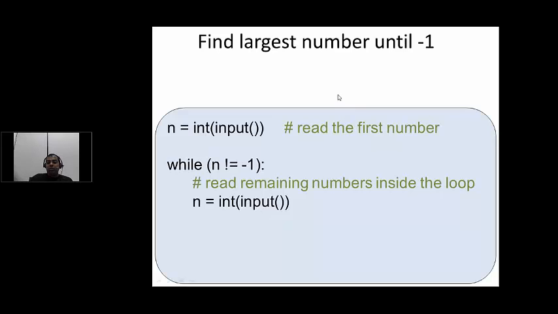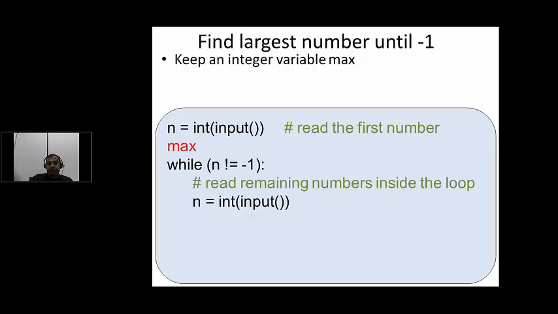Okay, now we have to add code to find largest number. How do we do it? So once again we have to think logically. To find largest number, we need some location to store the largest number. So we keep an integer variable max, which will store whatever is the largest number.